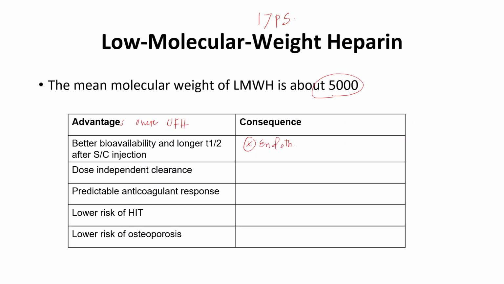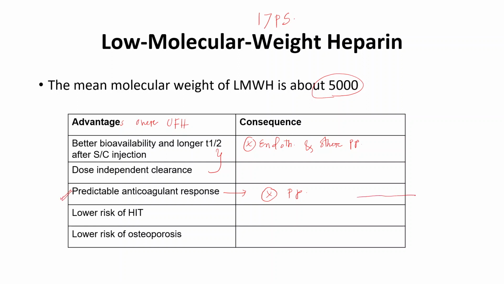It doesn't bind to endothelium and other plasma proteins. That's why they have a better bioavailability and a dose independent clearance. They have a predictable anticoagulant response because they don't bind to plasma proteins. That's why they have a very good predictable anticoagulant response.